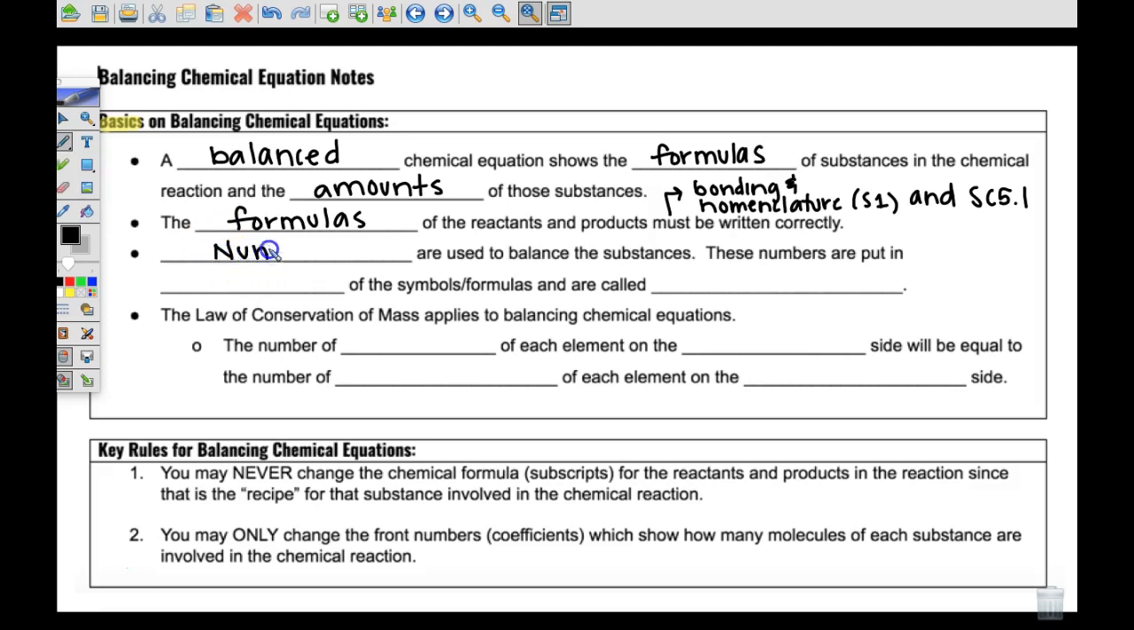We learned how to interpret chemical equations. Numbers are used to balance substances, and these numbers are put in front of symbols and formulas, and they're called coefficients. So the law of conservation of mass applies to balancing chemical equations because the number of atoms of each element on the reactant side will be equal to the number of atoms of each element on the product side.